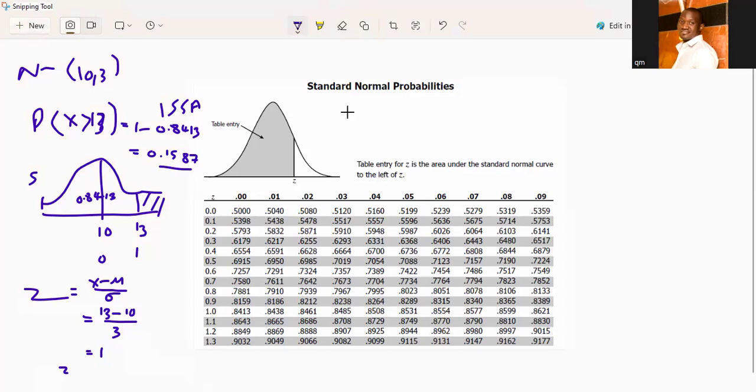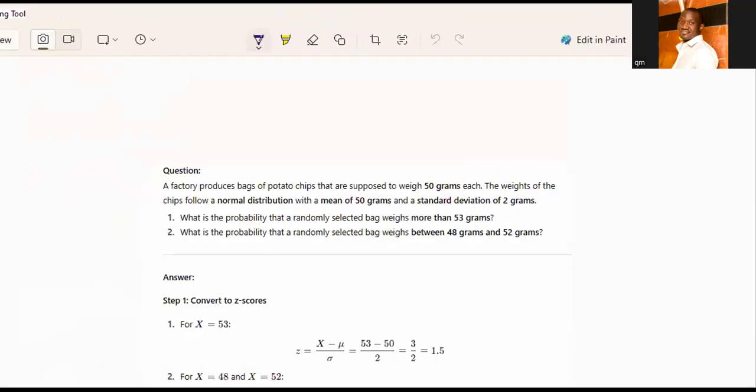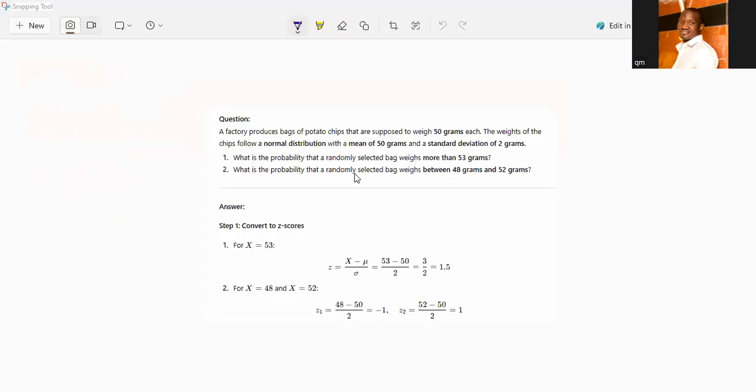Question number 1. A factory produces bags of potato chips that are supposed to weigh 50 grams each. The weights follow a normal distribution with a mean of 50 grams and standard deviation of 2 grams. What's the probability that they'll weigh more than 53 grams? What's the probability that they'll weigh between 48 and 52 grams?